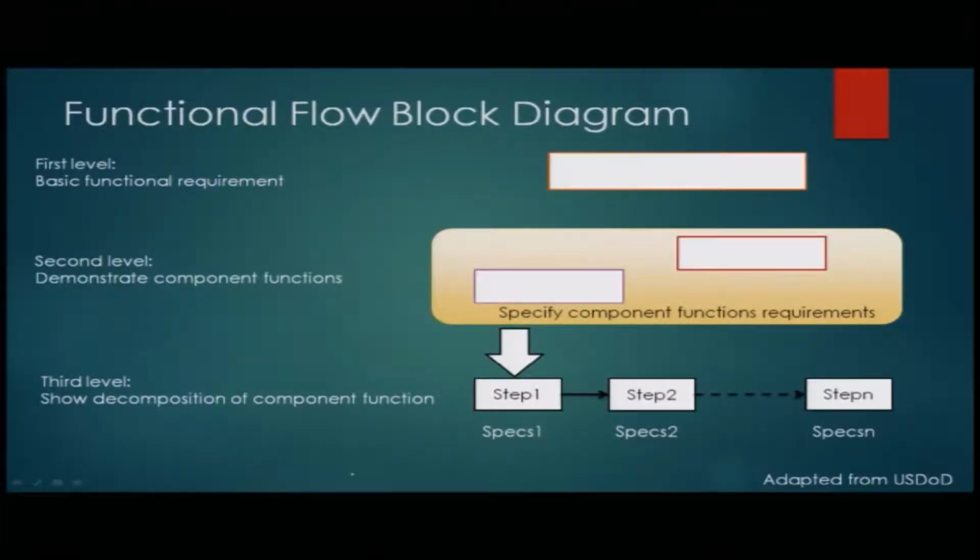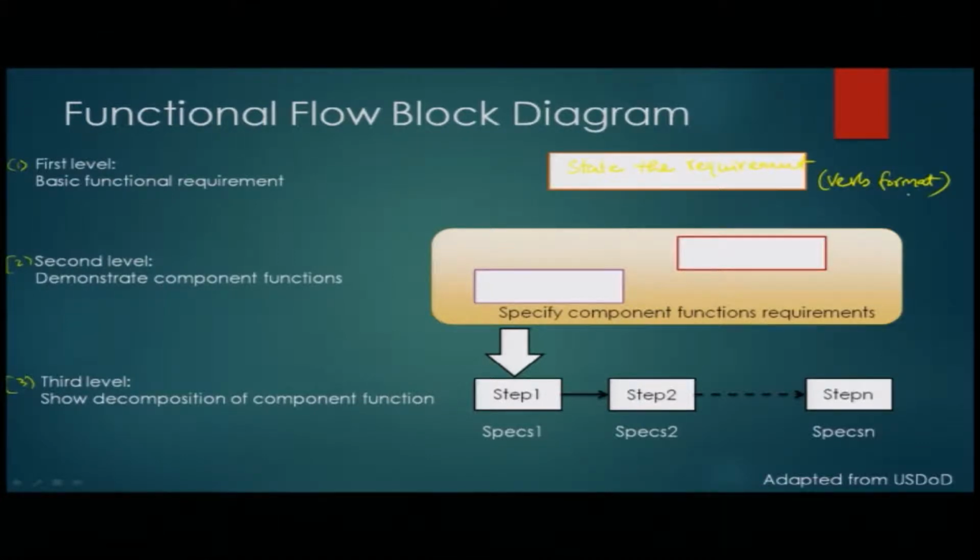So, let us see how an FFBD looks like. The functional flow block diagram can have multiple levels, but typically you find it in three levels, the first level here, then the second level here, and then the third level here. Okay. So, the first level is where the basic functional requirement gets stated in the box. It could be something like perform mission or whatever it is, for example perform surveillance, conduct surveillance. So, this will be in verb format. Conduct surveillance is a verb there.